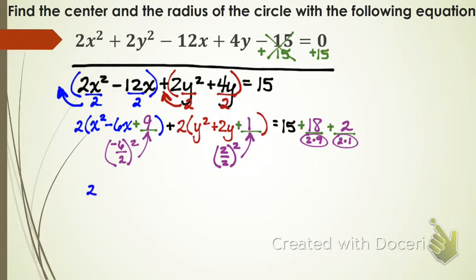So I have a 2 as my coefficient. How are my x's going to factor? X minus 3, whole thing squared, plus, what about the y's? Y plus 1, quantity squared. And what's that going to be equal to? 45. Close. 35.